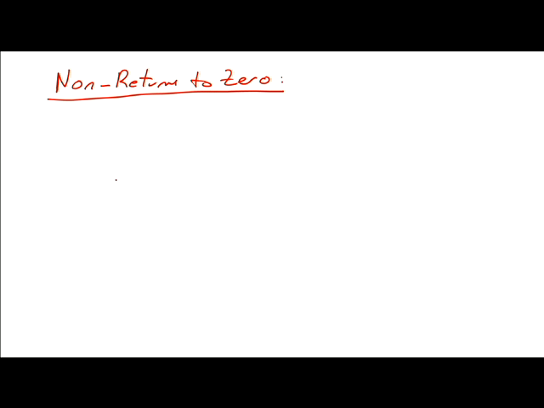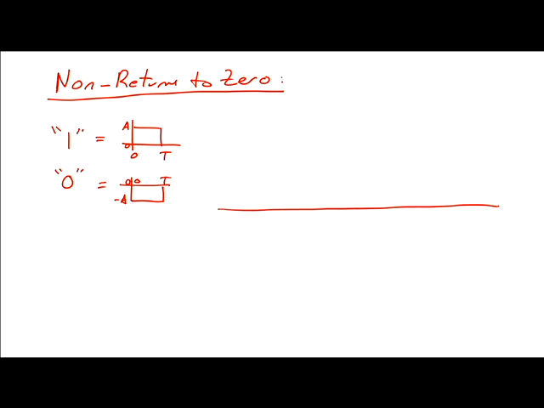What this means is, suppose I have 1 represented by this positive rectangular pulse from 0 to t. And suppose I have 0 represented by this, so let's say we call that A, and that's 0, 0, t, minus A.